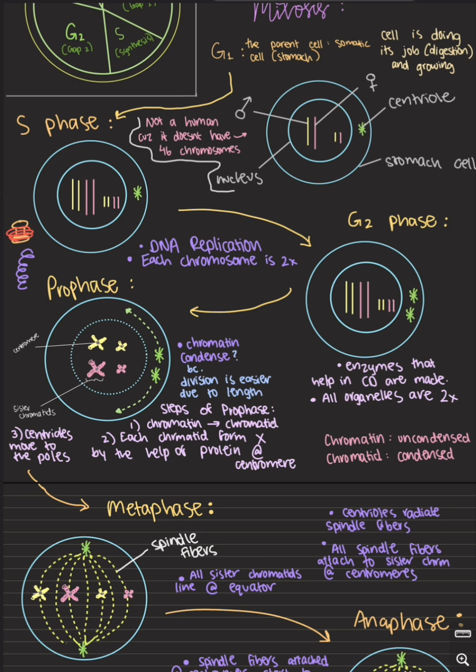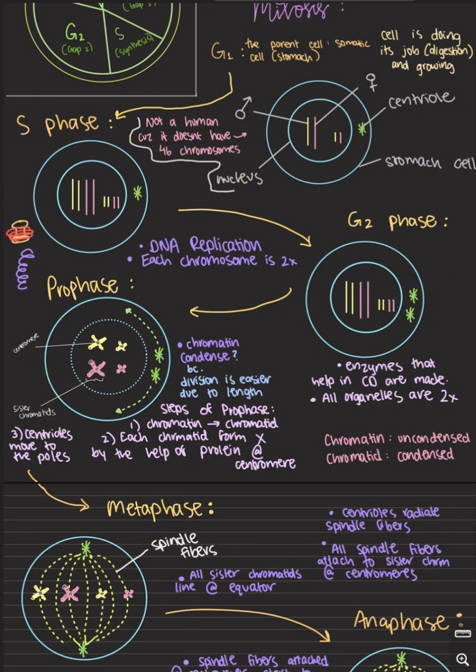And so these chromatin, they're going to condense around histones, and this is the first time that we can actually see these chromatid under a microscope, because when they condense, they actually become thicker. So that's when we can actually see it under a microscope. And they also condense because it's easier to divide.